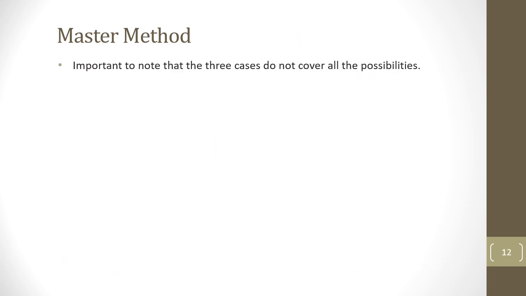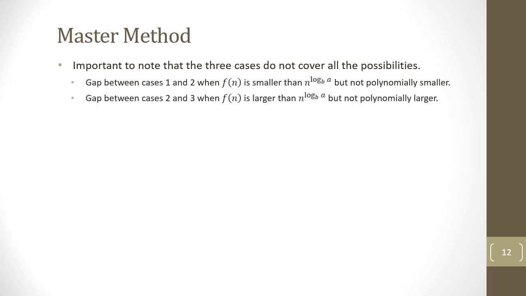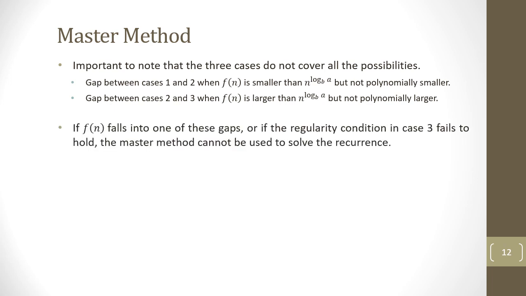It is important to note that the three cases do not cover all the possibilities. There is a gap between case 1 and case 2 when f of n is smaller than n to the power of log base b of a but not polynomially smaller. And there is a gap between case 2 and case 3 when f of n is larger than n to the power of log base b of a but not polynomially larger. If f of n falls into one of these gaps, or if the regularity condition in case 3 fails to hold, the master method cannot be used to solve the recurrence.